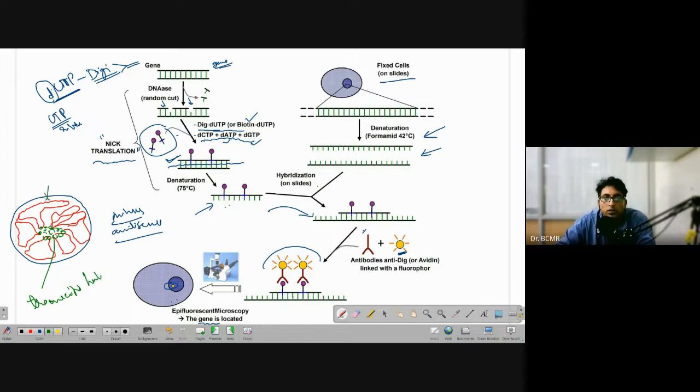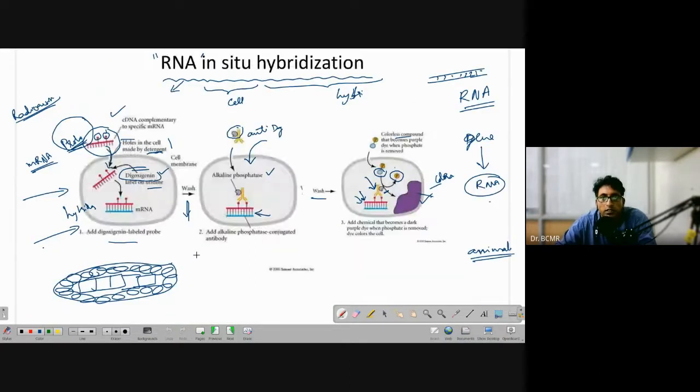The chromosomes that are present on the periphery or closest to the nuclear membrane are usually the heterochromatin. That means they're not as much transcribed or expressed. And if we want to know which part of a chromosome or which gene is located where within the nucleus, we can use these kinds of techniques to find the location of those genes, or even the mRNA, as in this case. Then it is RNA in situ hybridization.